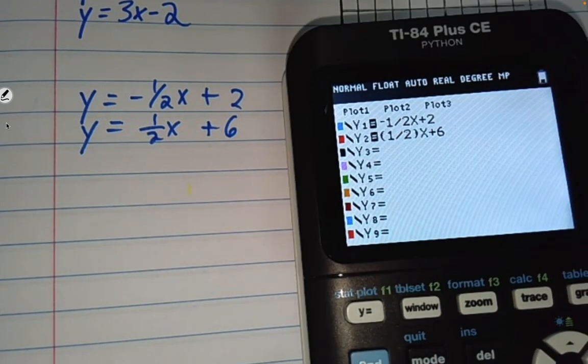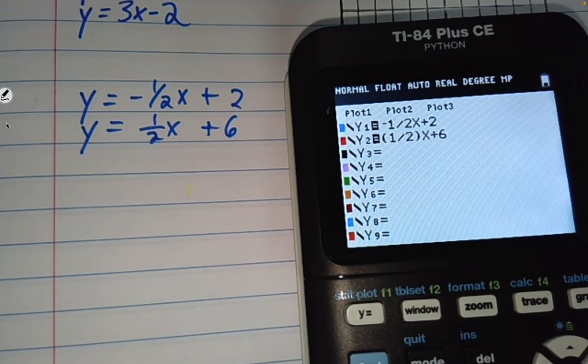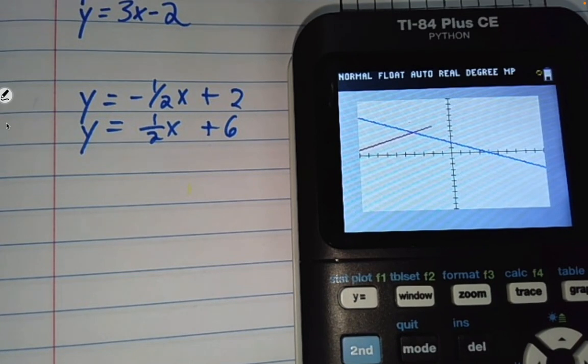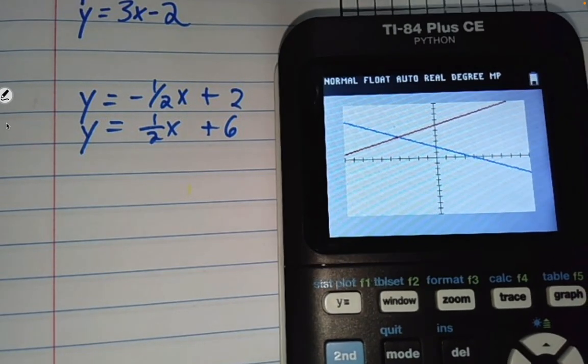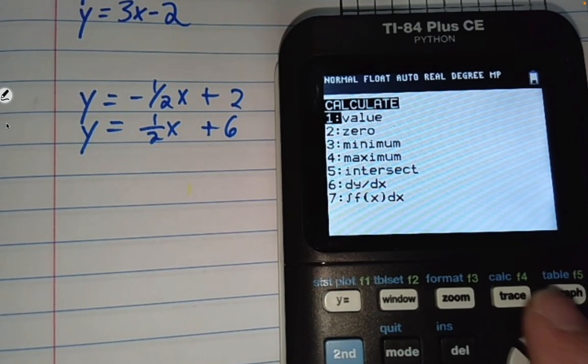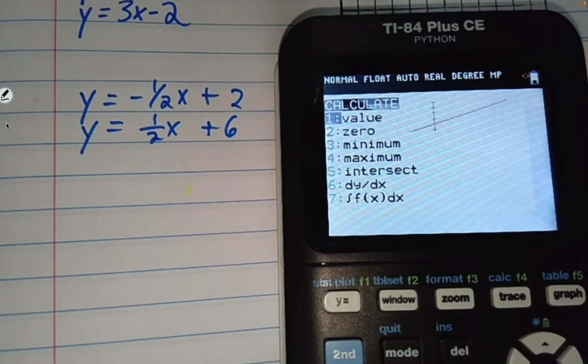And then what do we press? Graph. Is everybody ready for me to press graph? Okay. And we should have 2 lines. There they go. And we need to find where they intersect. How do I do that? What do we press? Second trace. Which one? Number 5. So I just press number 5.